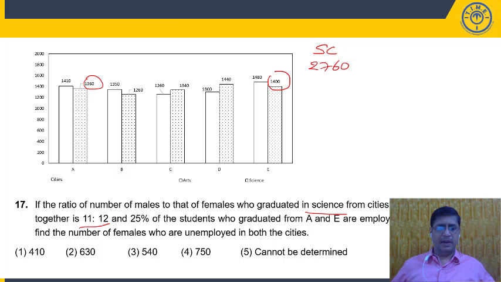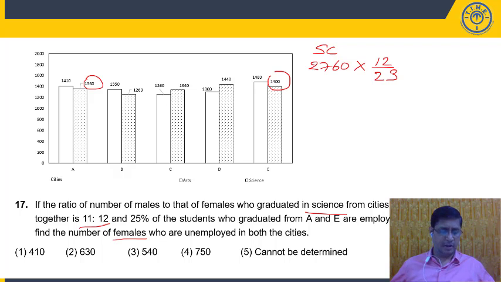My dear students, male to female ratio is 11:12. We need to find the female value. If you observe carefully, female is how much here? 12 parts out of how much here? 23, 11 plus 12. Now when you simplify this, you will get the female number of graduates in science. In that, 25% of students graduated from A and E are employed.